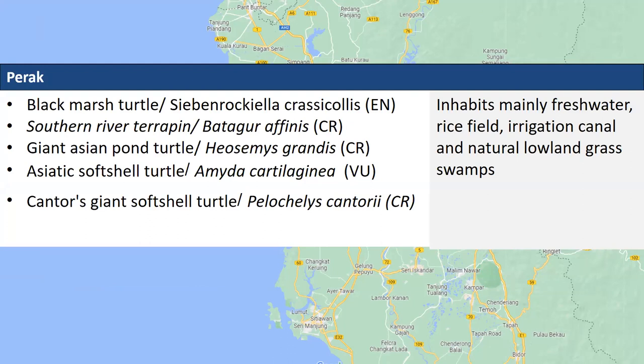So secara kesimpulannya, okay, amphibian ada dua spesies yang listed sebagai vulnerable dan satu spesies yang kita listed sebagai endangered. Kemudian untuk reptilia ada total of 14 species, 4 daripadanya adalah vulnerable, 5 daripadanya adalah endangered dan 7 daripadanya adalah critically endangered.